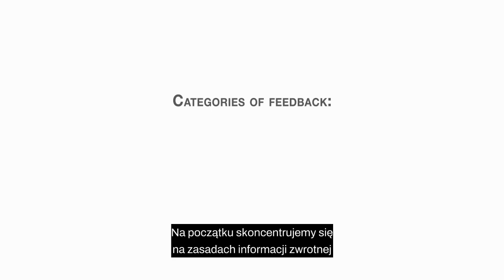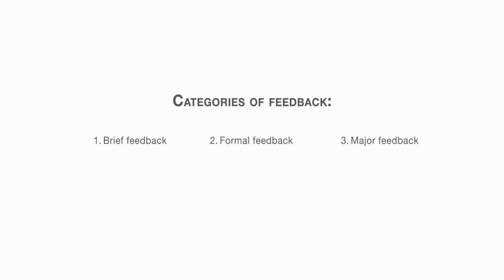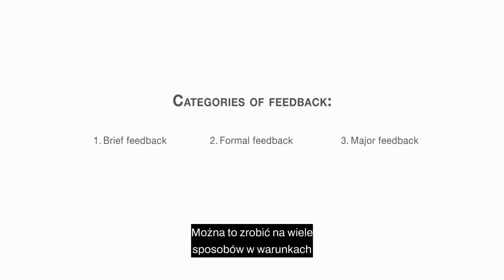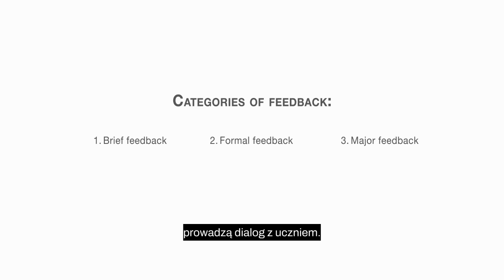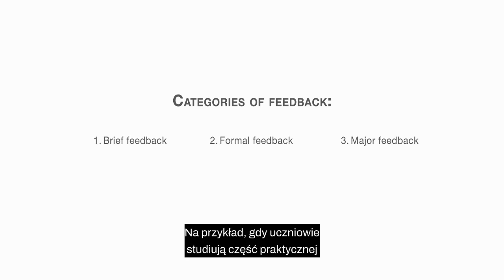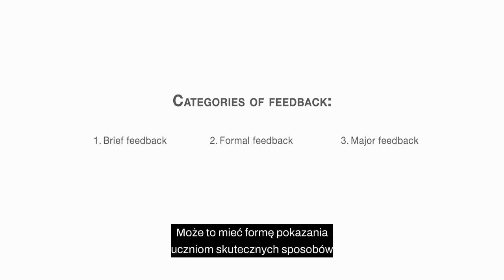At first, we will concentrate on the principles of feedback during the learning process. This may be done in many ways in a laboratory setting, but we can distinguish three broad categories. The first is brief feedback, which is done in a practical situation where the educators have a dialogue with the student. For example, where the students study a part of a practical installation or are doing fault finding on a laboratory model. This may have the form of showing the students effective ways to achieve the goals they are pursuing, or ask simple questions to guide the students in a fruitful direction.